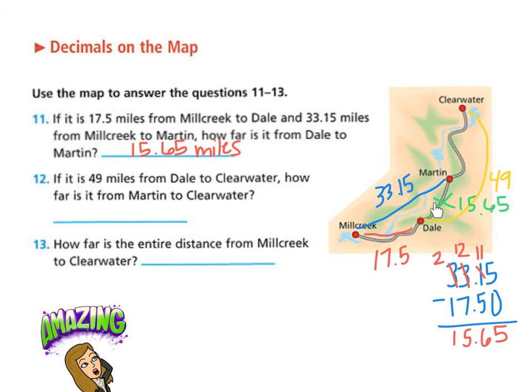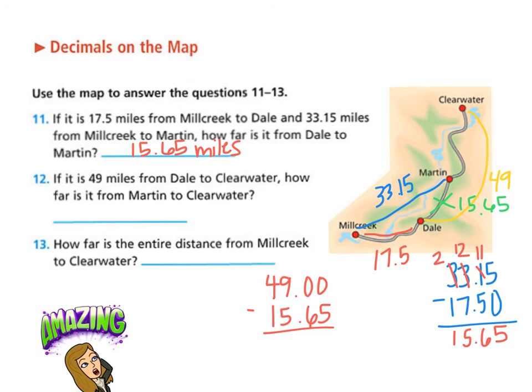So in order to figure out this distance here, I could take 49 and subtract this 15 and 65/100ths to figure out the rest from Martin to Clearwater. Okay, so let's do that next. So I'll write 49, and I'm going to put a decimal point and a few zeros here to take away 15 and 65/100ths.